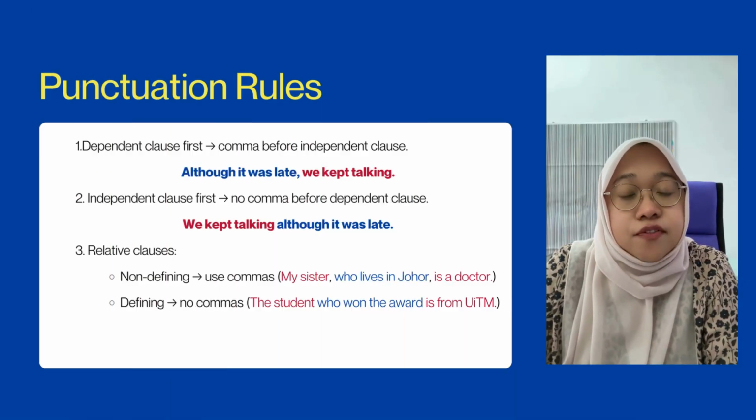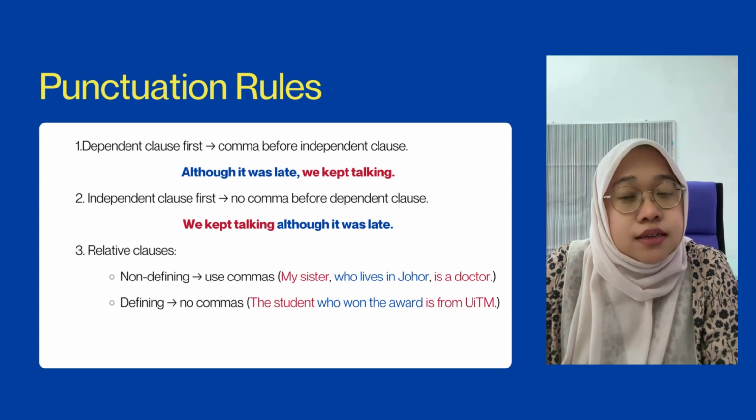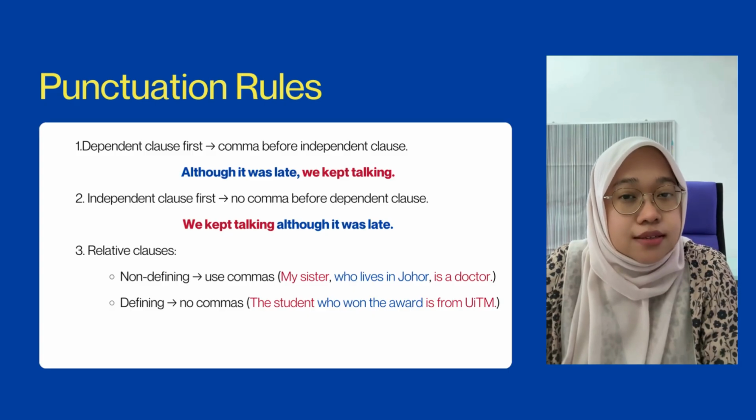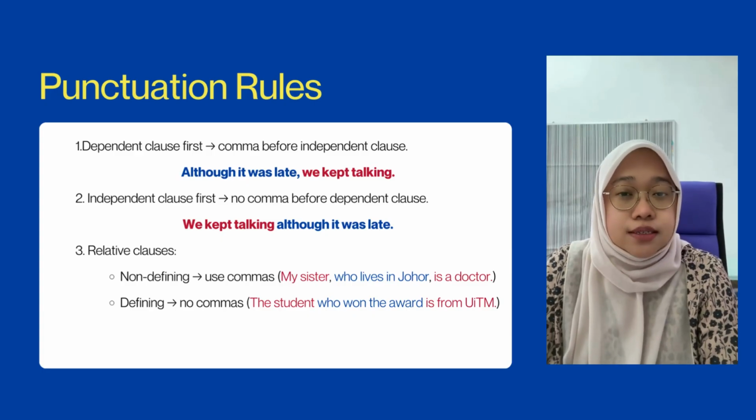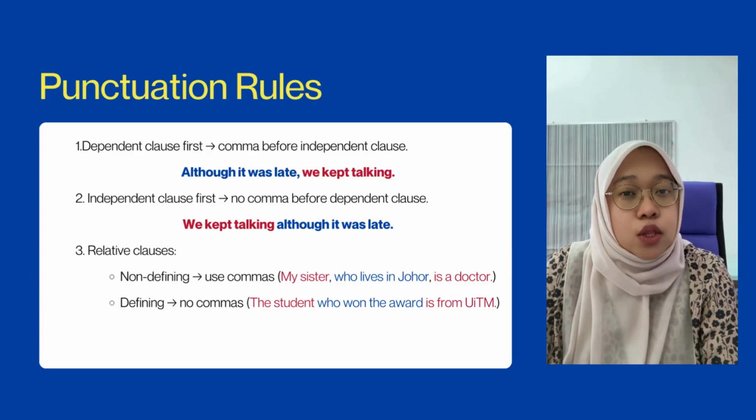Here's a quick tip for commas. If the dependent clause comes first, use a comma. For example, although it was late, we kept talking. If the independent clause comes first, no comma. For example, we kept talking although it was late.